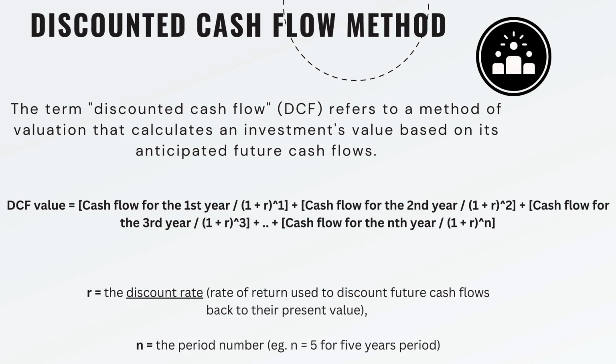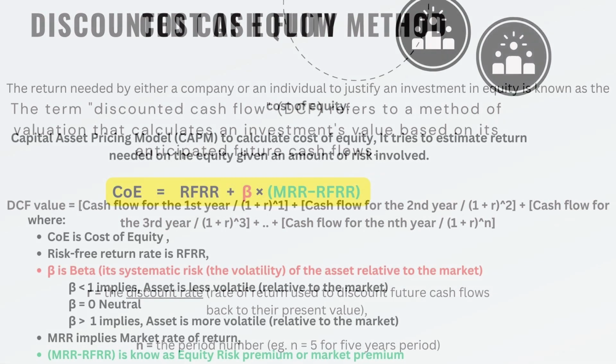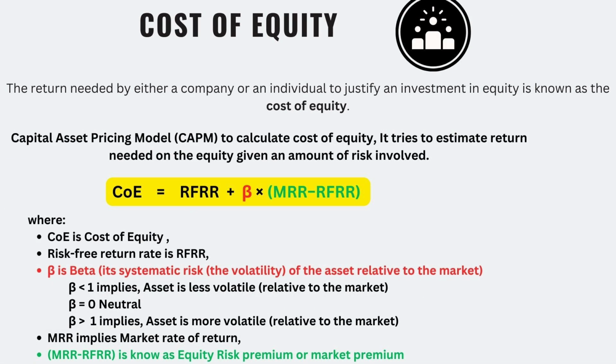Here is the generic formula for calculating the discounted cash flow for n years. N is the period number, which includes the number of years for which the cash flows are projected, and R is the discount rate, which is the rate of return used to discount the future cash flows back to their present value. Now before learning about how to calculate the discount rate, we need to learn about two important terms that are used in the discount rate calculation.